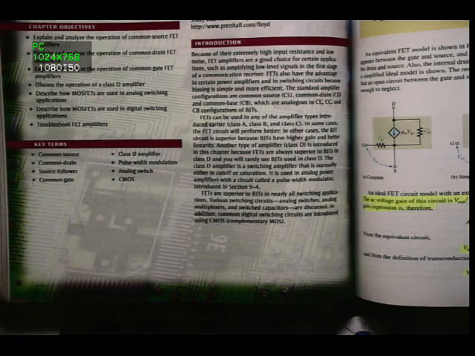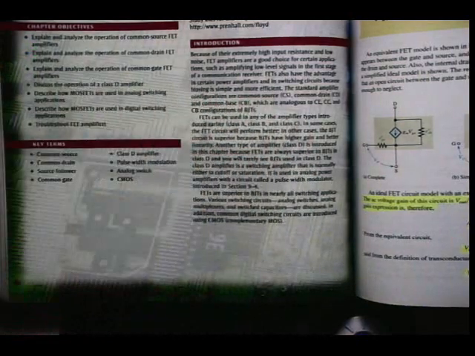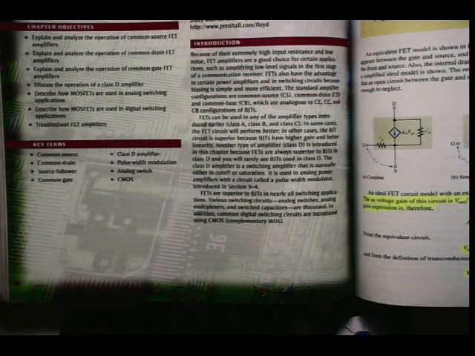On page 236, the introduction there, it says, because of their extremely high input resistance and low noise, some of the characteristics that we've learned in the previous chapter, field effect transistor amplifiers are a good choice for certain applications such as amplifying low-level signals in the first stage of a communication receiver. FETs also have the advantage in certain power amplifiers and in switching circuits because biasing is simple and more efficient.